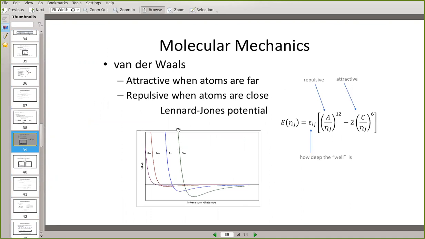So this is what it looks like. What we have is r to the power of 12 repulsion, r to the power of 6 attraction. And so, of course, if your atoms are too far apart, they'll be attracted to get to a distance together. If they're too close together, they'll be repelled to get to this distance. So the van der Waals is attractive when atoms are far, repulsive when atoms are close, and we use this 6-12 Lennard-Jones potential to model that van der Waals interaction.